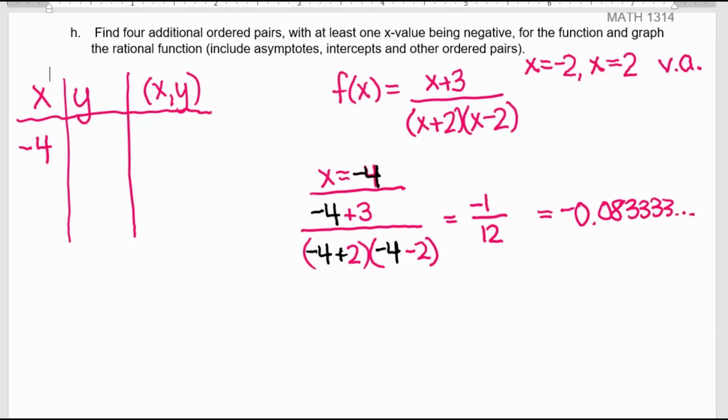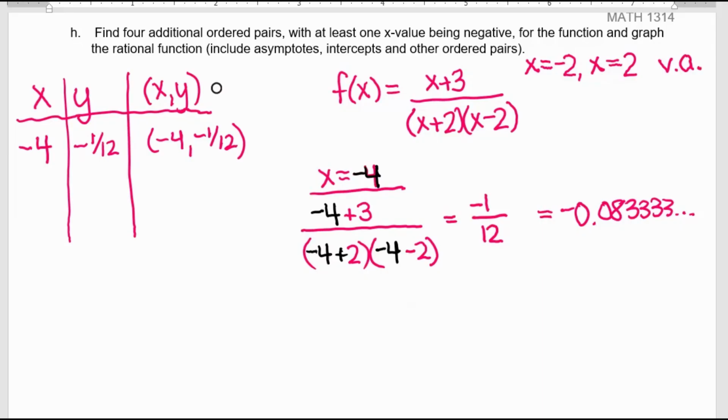If you got a decimal, -0.08333, so forth and so on, convert back to the fraction, although we will need that decimal for when we're graphing. But we found -1/12, which means the ordered pair we found is (-4, -1/12).